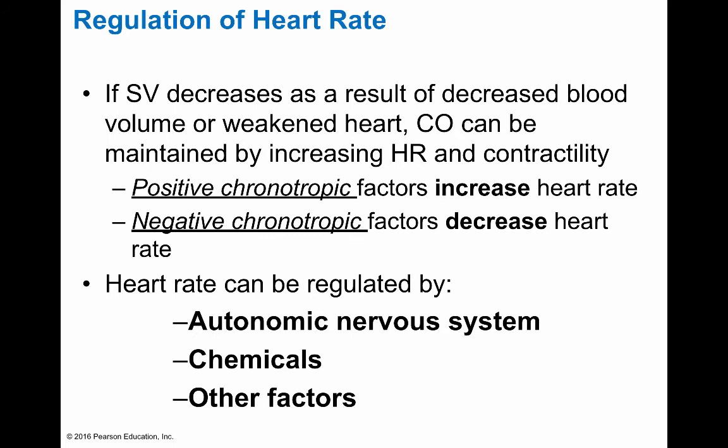If stroke volume decreases as a result of decreased blood volume or a weakening heart, cardiac output can be maintained by increasing heart rate and contractility, right? And so you can have positive chronotropic factors that increase heart rate, or you can have negative chronotropic factors that can basically decrease heart rate. And basically the heart rate can be regulated by the autonomic nervous system, chemicals, or other factors.